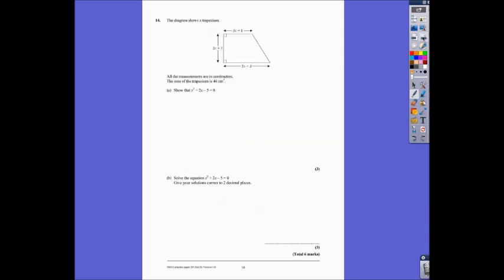Question 14. The diagram shows a trapezium. All the measurements are in centimetres and the area of the trapezium is 46 centimetres squared. Show that x squared plus 2x minus 5 equals 0. Well, to do this, we just need to work out the area of the trapezium in algebra.